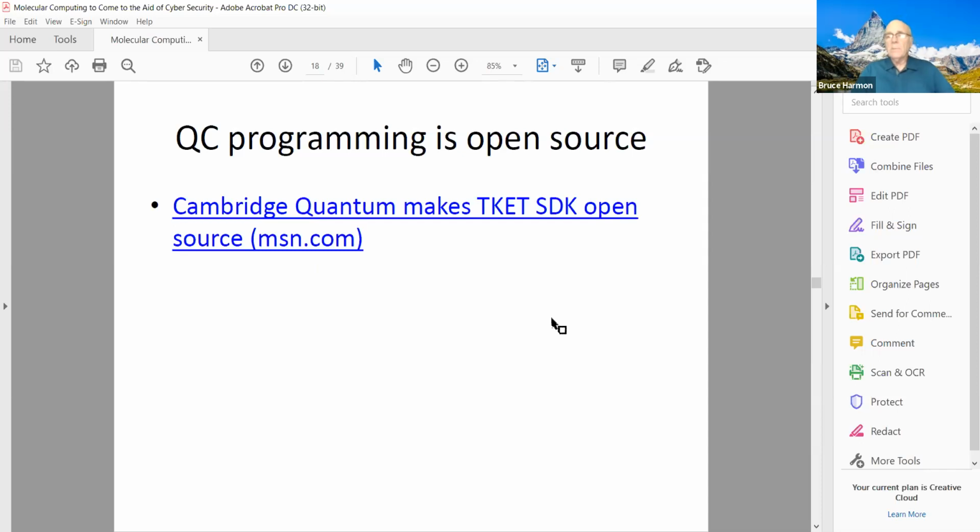And now QC programming is open source. So you can presumably download that to your own computer and compile it and run both the compiler and a simulator. Check that out.